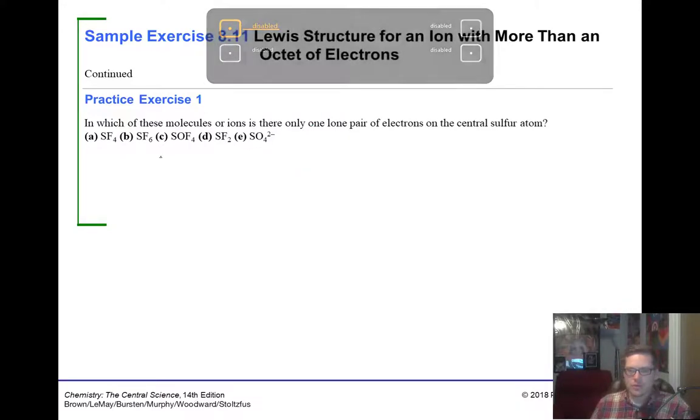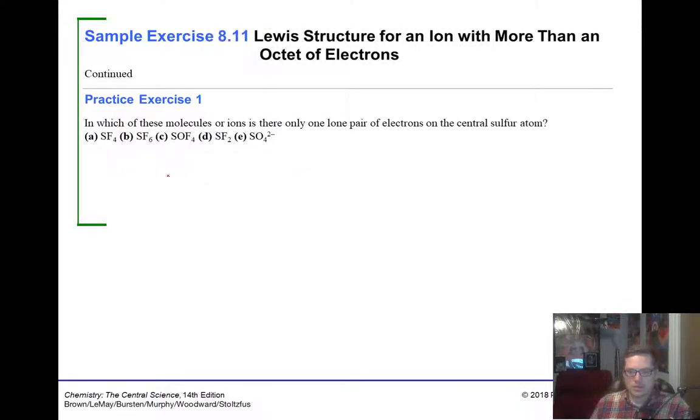So sulfur tetrafluoride. So we'll do A, and maybe C or something like that. So it's got sulfur and 4 fluorines. Okay, we're going to test my math skills here. Sulfur comes with 6. Fluorine is 7, so 4 times 7 is 28, plus 6 is 34. So we've got 34 electrons to work with.